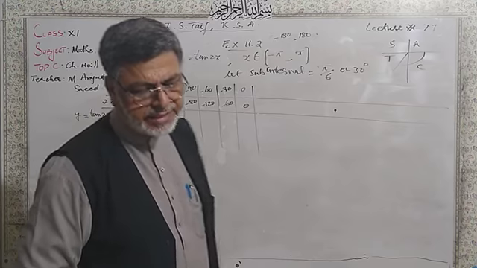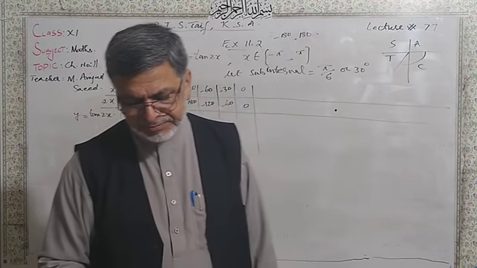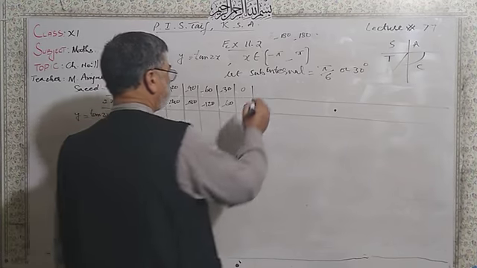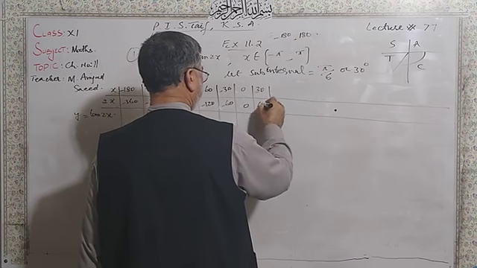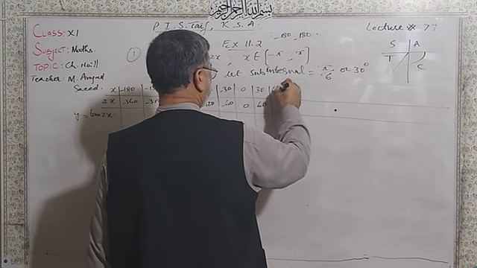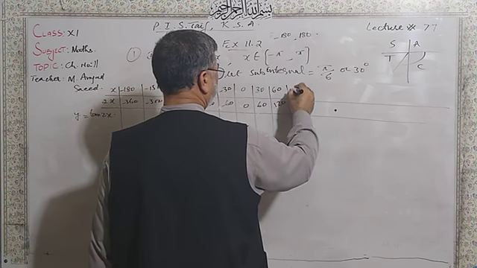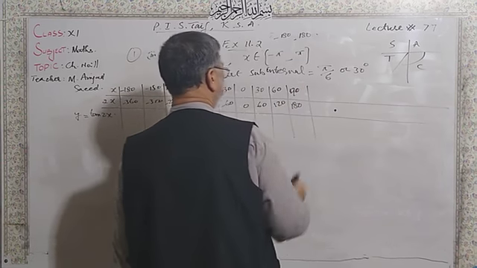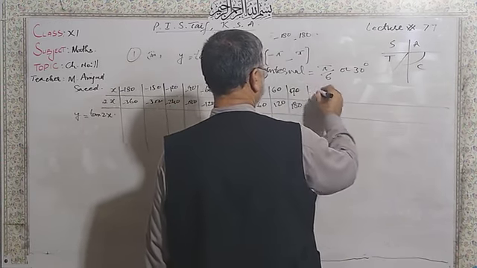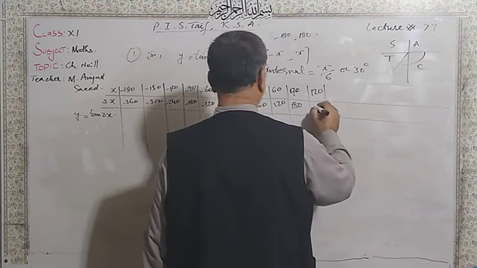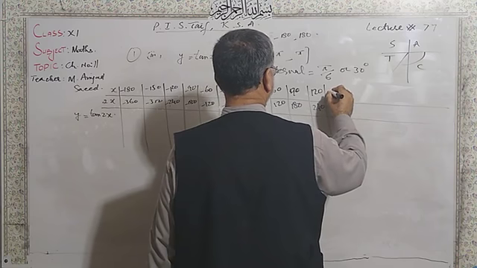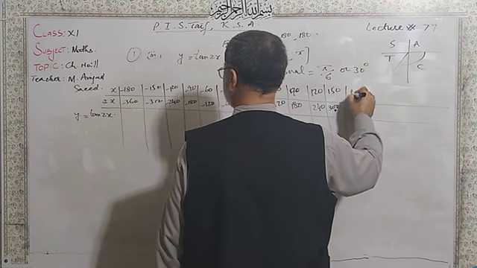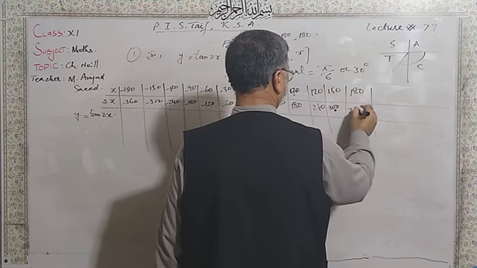Dear students, after that we have 30, 60, 60 and 120, 90 and 180, then here is 120 and 240, this will be 150 and 300, 180 and 360.